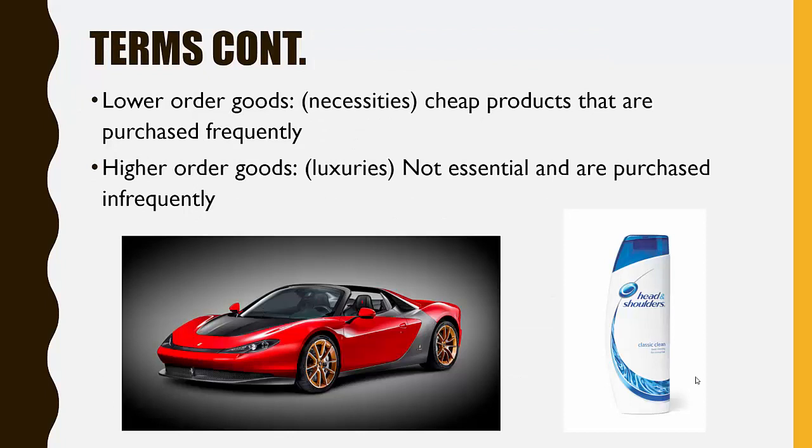Every central place is going to provide goods and services, and you can divide those goods and services into two categories. You can divide them into lower order goods, which we would consider to be necessities. Those are usually cheaper products that are purchased frequently. And then higher order goods, which often we would label as more luxuries, maybe not necessities.